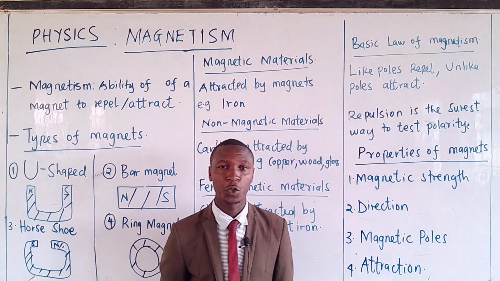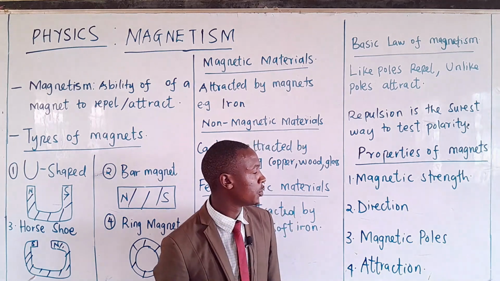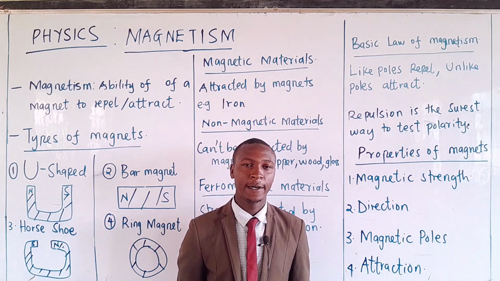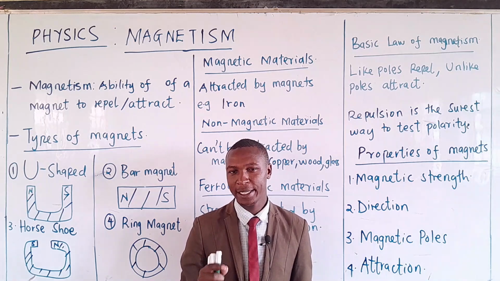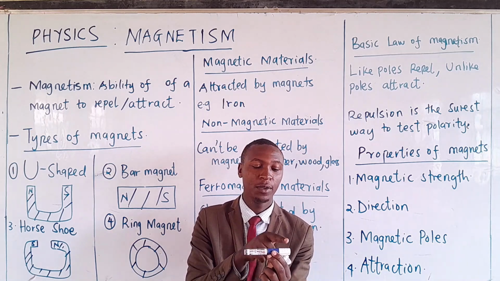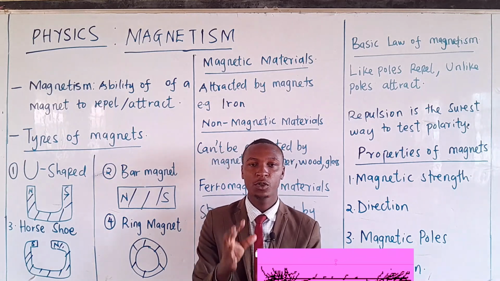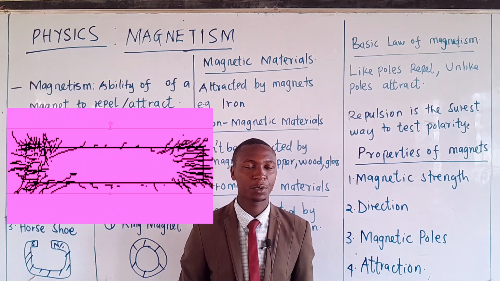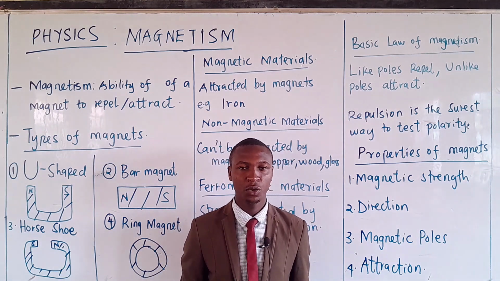Now, we also have what we call the properties of magnets. The first property is the magnetic strength. It's important to note that the strength of a magnet lies at the poles. So at the ends of a magnet, these ends are what we call the poles, the north and the south. They could be either, depending on the magnet that you have. So the strength of those magnets lies on the poles, and that's a very important property that we are going to learn.